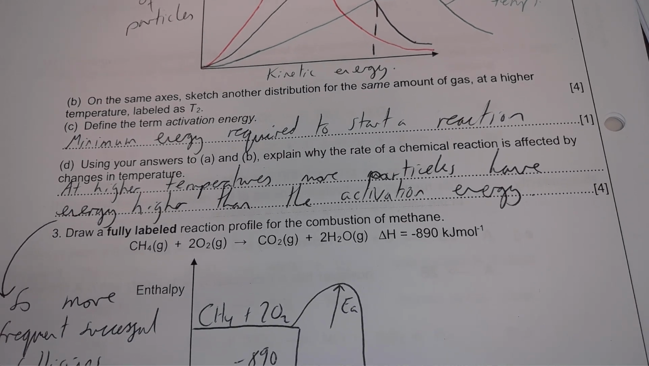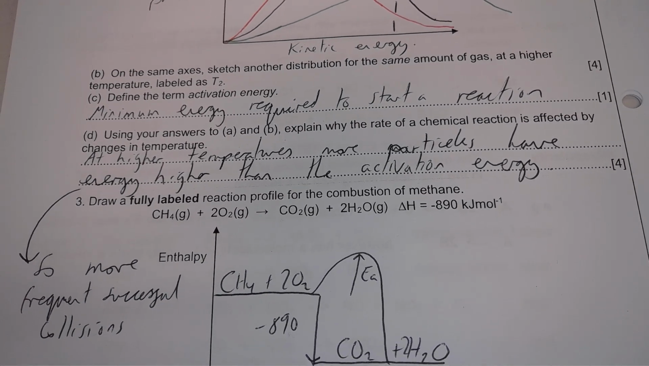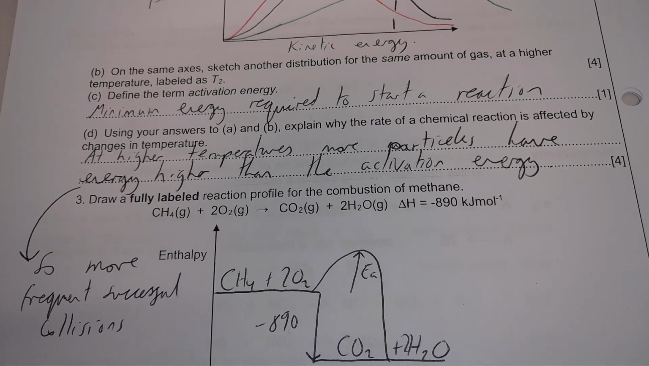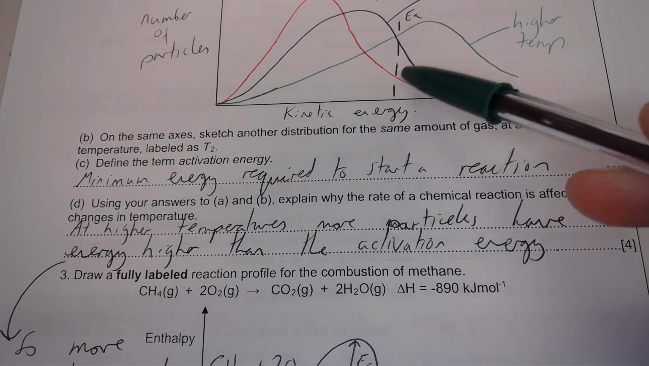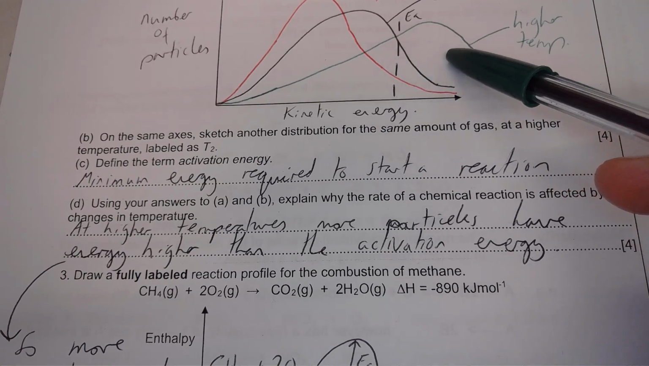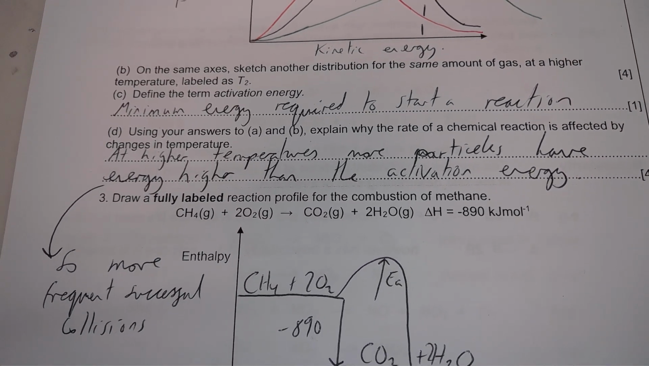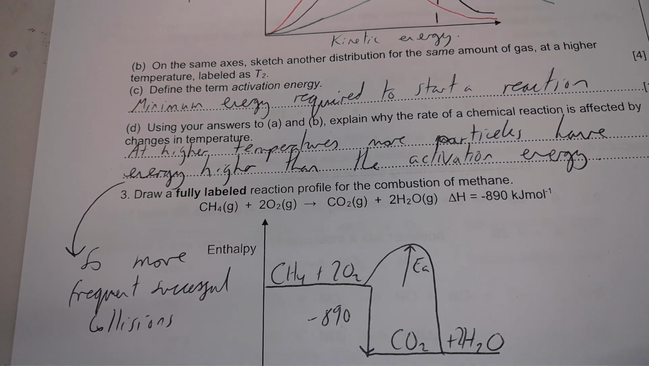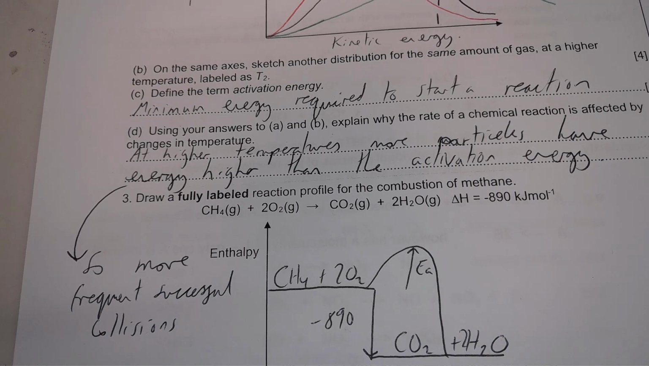Explain how the rate of a chemical reaction is affected by changes in temperature. At higher temperatures, more particles have energy higher than the activation energy. You see the activation energy here. If you have a higher temperature, you have more particles past that. So in that case, you have more frequent successful collisions. It's all about frequency when it comes to rate. It's collisions per second.